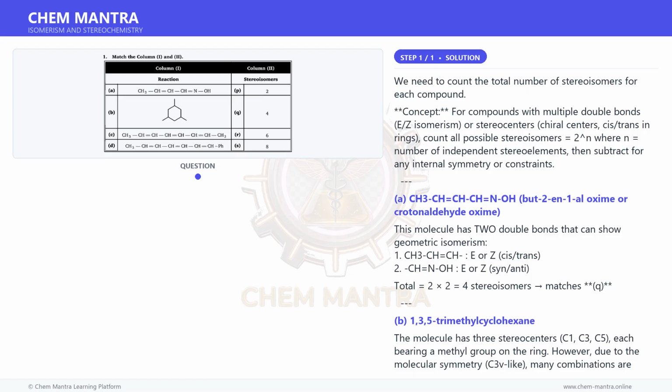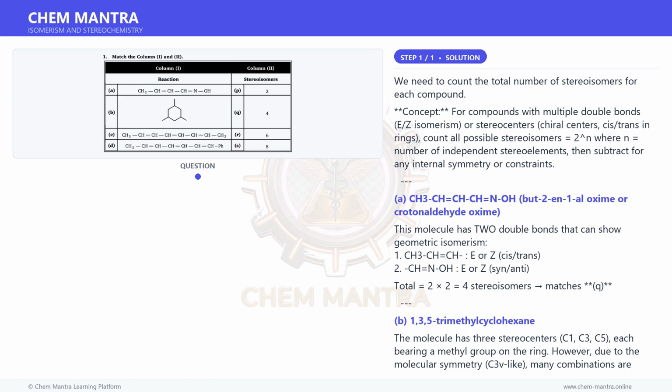B. 1,3,5-trimethylcyclohexane. The molecule has 3 stereocenters, C1, C3, C5, each bearing a methyl group on the ring. However, due to the molecular symmetry, C3v, many combinations are identical. Possible configurations: all 3 methyls cis, all up or all down. The molecule has a plane of symmetry when all are on the same side. The all-cis isomer is achiral, with a plane of symmetry. That counts as one isomer.